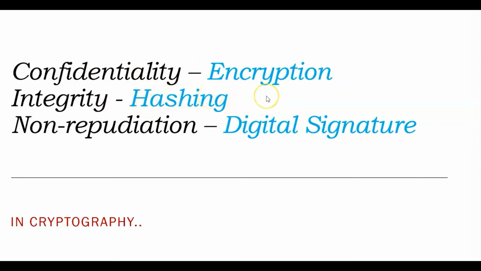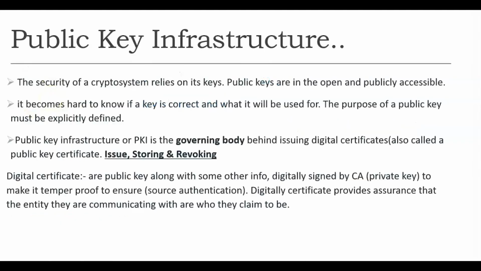The examples are MD5, SHA1, SHA2. For the confidentiality part, it is AES, DES, RSA. Those are the encryption algorithms. And non-repudiation is achieved by digital signatures, such as DSA, ECDSA, or even RSA or other digital signature algorithms. I am not going to cover them in detail because I already covered them in the previous lectures.